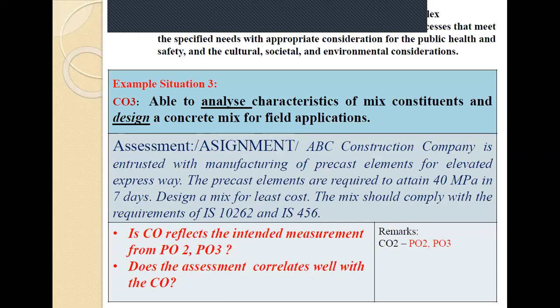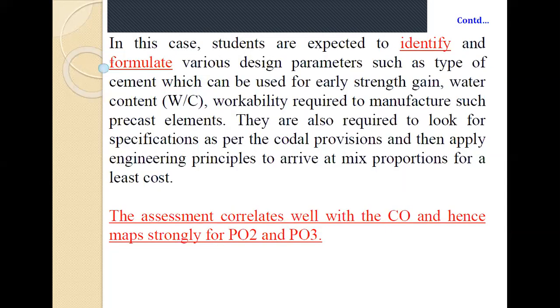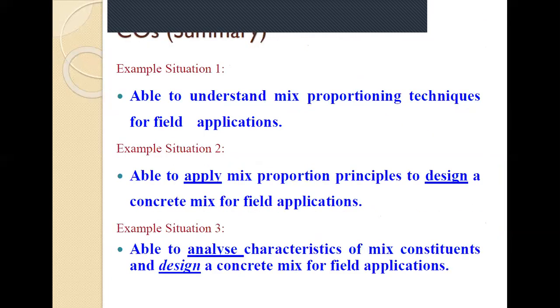Then similarly, another situation: able to analyze characteristics of mix constituents and design of concrete mix for field applications. Some kind of problem is designed here, and the CO reflects the intended measurement of PO2 and PO3, so we need to assess it. In this case, the students are expected to identify and formulate. This is the basic thing that you're looking at, and the workability required to manufacture such precast models. So the assessment correlates well with the CO, hence maps strongly to PO2 and PO3. Like this, we need to work a lot on this one.